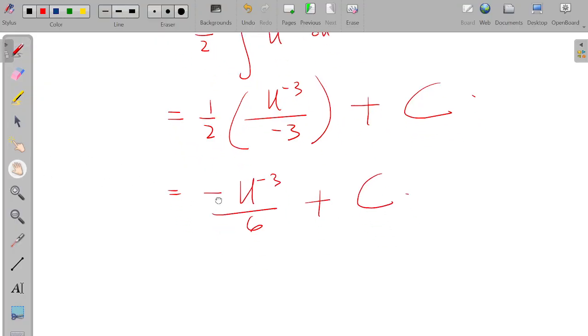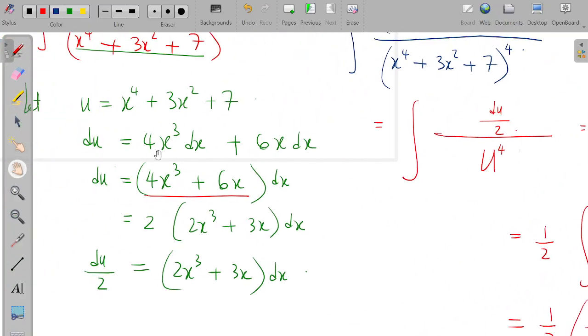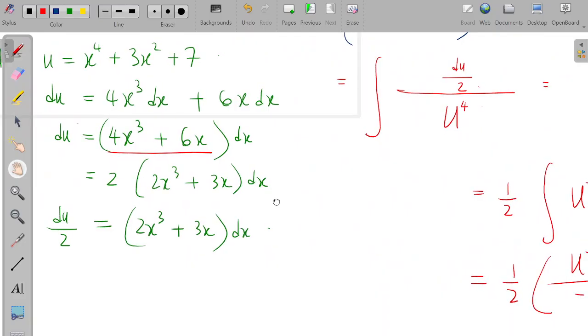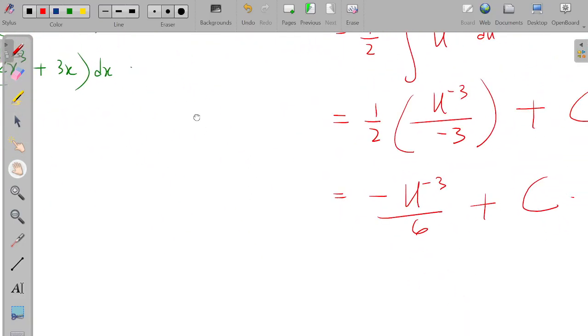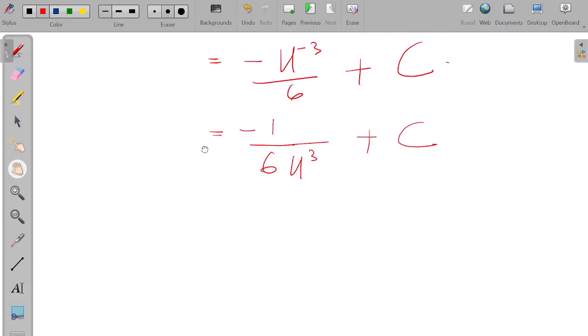All right. So don't forget what is our u. We must bring back what is our u: s raised to power 4 plus 3s squared. So if I bring back that, but before I bring back that, let me write this as 1 over 6 u cubed. I can write it as that, which is fine.